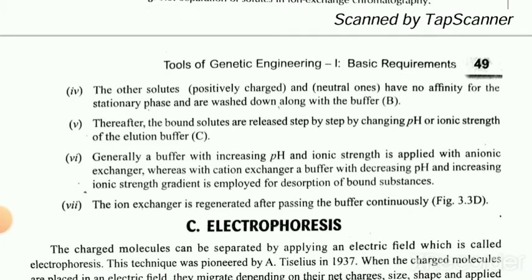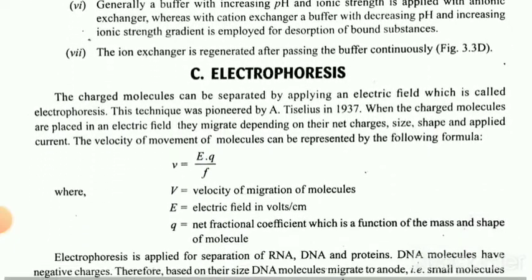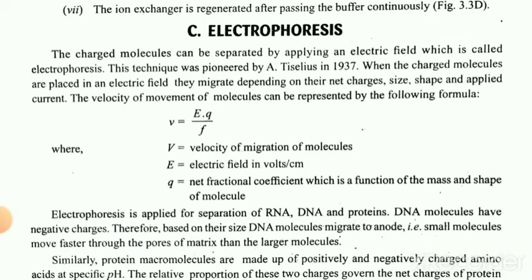6. Generally, a buffer with increasing pH and ionic strength is applied with anion exchanger, whereas with cation exchanger, a buffer with decreasing pH and increasing ionic strength gradient is employed for desorption of bound substances. 7. The ion exchanger is regenerated after passing the buffer continuously. Figure 3.3d. C. Electrophoresis. The charged molecules can be separated by applying an electric field, which is called electrophoresis. This technique was pioneered by Tiselius in 1937.